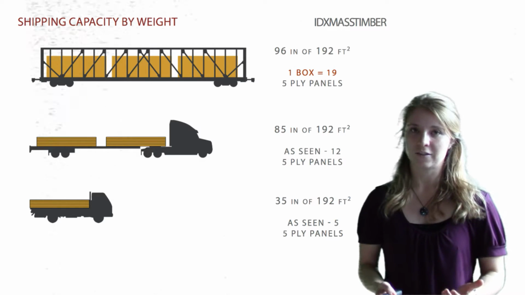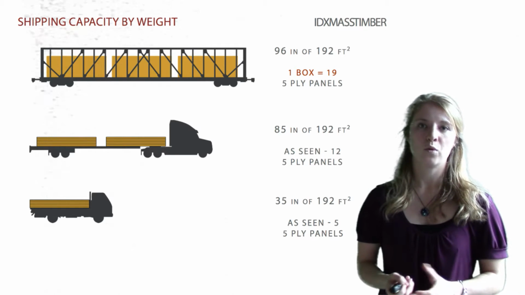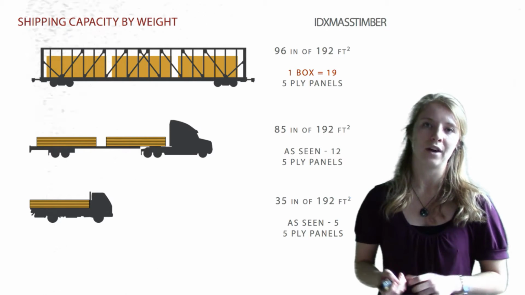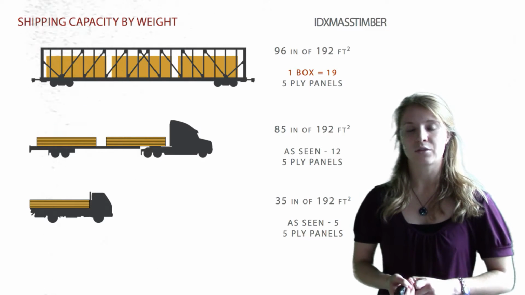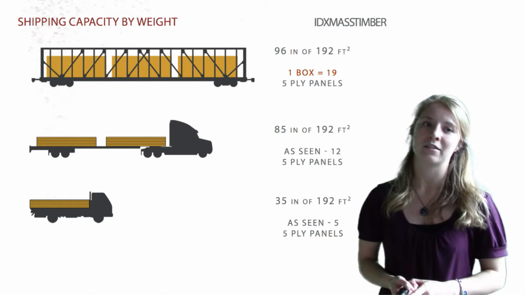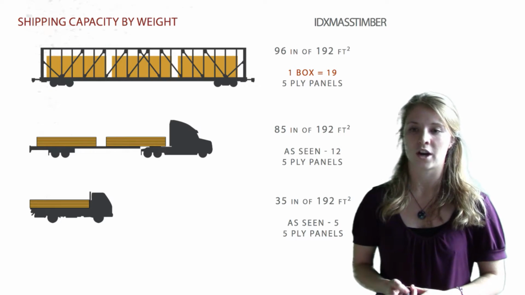However, the trucks, that's a different story. Where before we could ship 28 panels on that 5-axle truck, we are now only able to ship 12, as seen in the image. And with the 3-axle, we have gone from 10 down to 5, so we're losing about half our capacity when we take in those weight restrictions for the trucks.